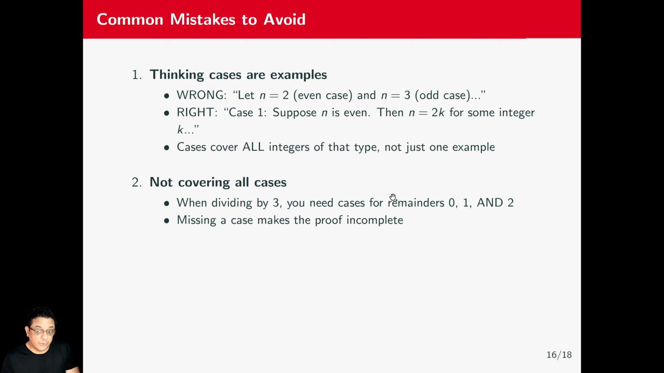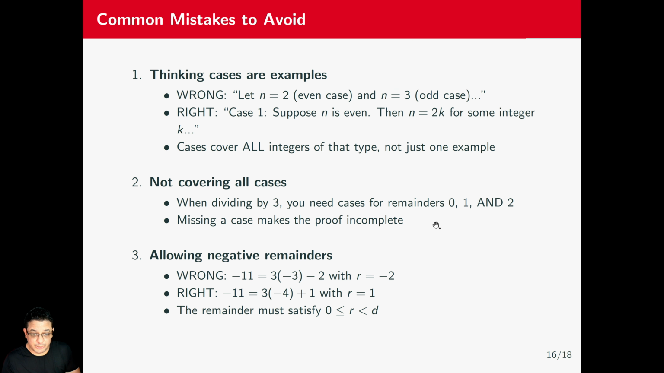You also need to cover all cases. When you divide by 3, you need to get all the remainders, 0, 1, and 2. Missing a case is going to make your proof incomplete. Also, when you're using the quotient remainder theorem, make sure that you're not using negative remainders, because otherwise it doesn't fit the theorem. Although you might get a representation of the number, it's not going to be the representation that is given by the theorem.